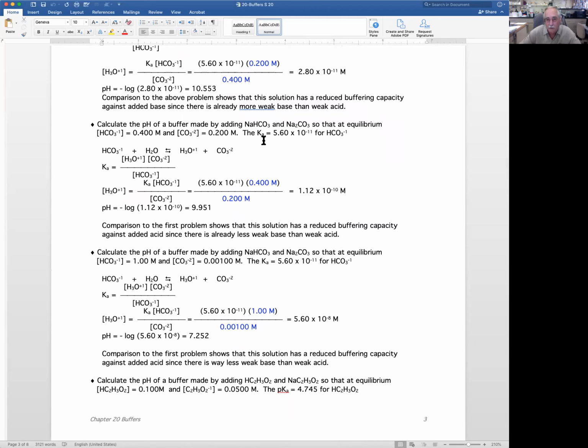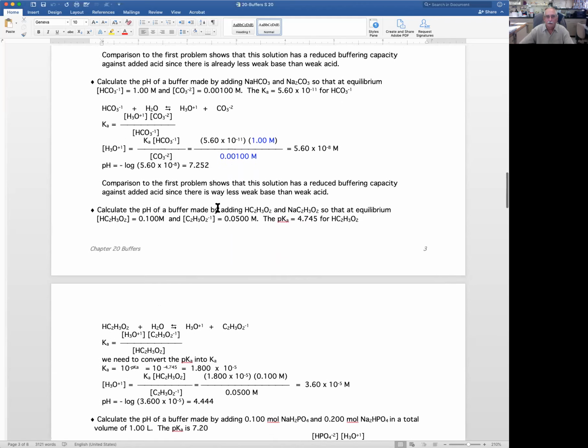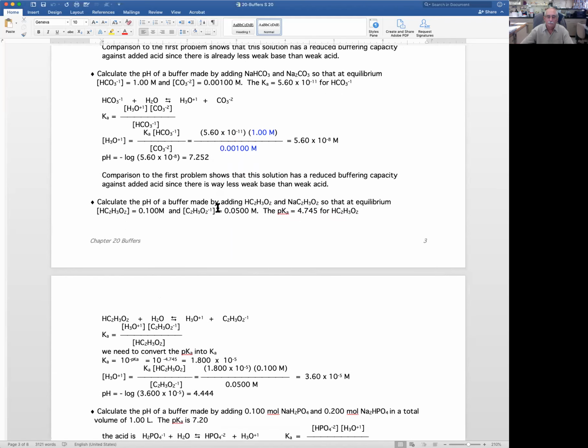In the next problem, I switch these around. So now I have twice as much of the weak acid as I do the weak base. And you can see the pH goes the other direction. Then, this last problem right here, I threw the buffering capacity way off. This is a 1,000 to 1 difference right here. And does the pH change? Yeah, fairly drastically. Now it's moved about 3 pH units. So it's not a very good buffer at this point.